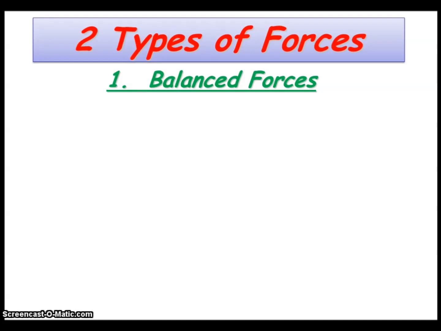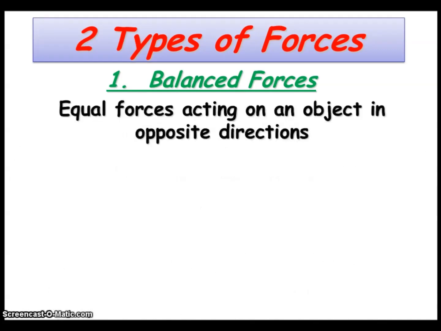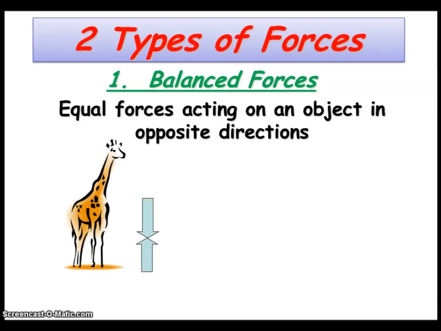Two types of forces to consider. Balanced forces, which are equal forces acting on an object in opposite directions. Look at the giraffe picture, for example. You have the giraffe pushing downward on the ground and the ground pushing upward on the giraffe. These forces are balanced, which is why the giraffe is not flying off into the air.